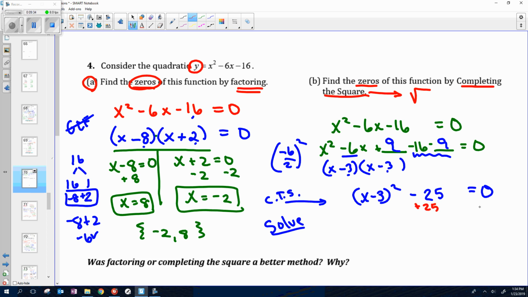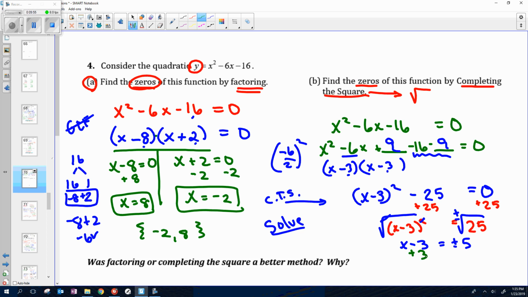I'm trying to get the weird guy alone. So I have (x - 3)² all alone, 25 over on the other side. I can take a square root of both sides and put a plus or minus. The squaring took out the square root. x - 3 = ±5.